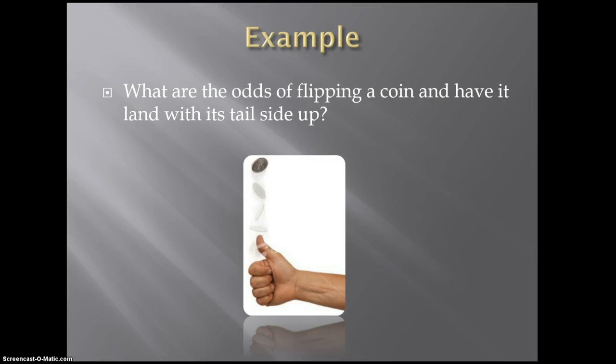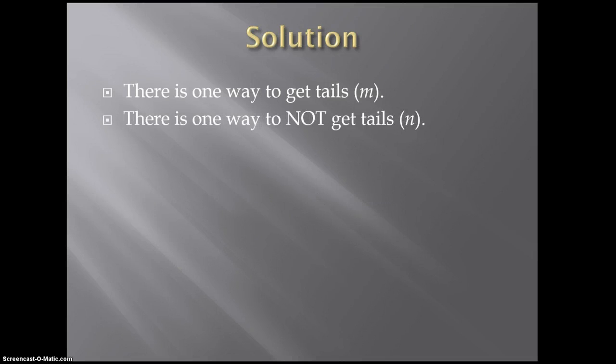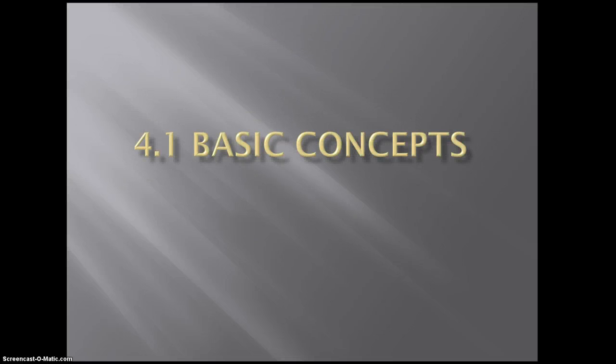Okay, final example here. What are the odds of flipping a coin and having it land on tail side up? Well, it's going to be very easy because I just did it. There's one way to get tails. There's one way to not get tails. So m to n, the odds are 1 to 1. That's it.